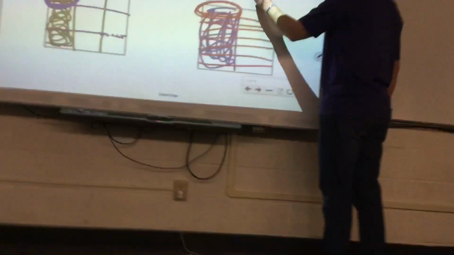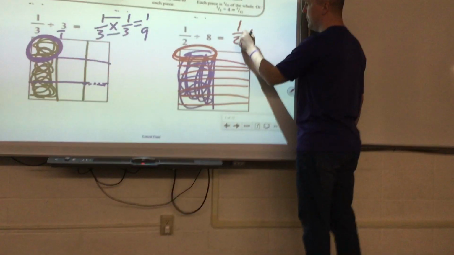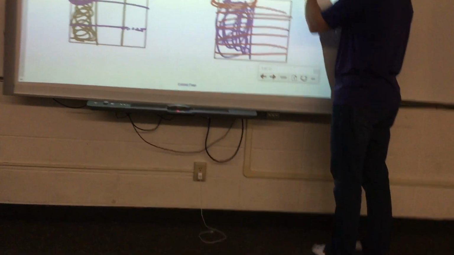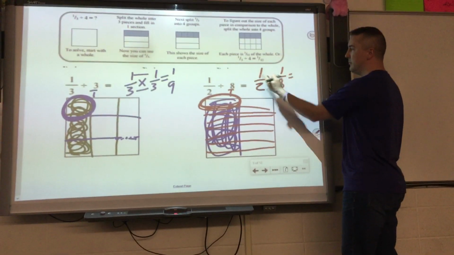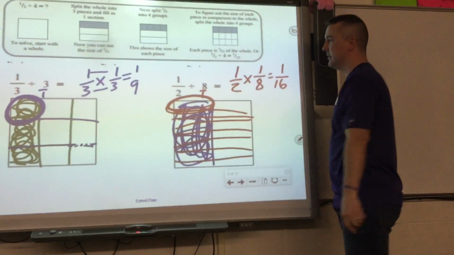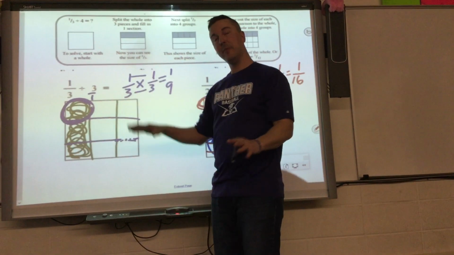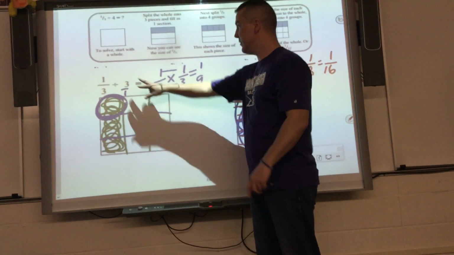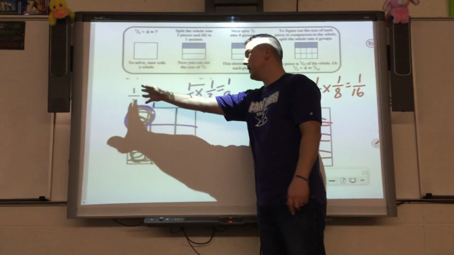Now, mathematically, 1/2 doesn't change. I take the reciprocal, I'm going to multiply. Instead of 8 over 1, I take 1/8. Multiply across, I get 1/16. Again, for these, same thing as when you multiply, you flip the second number, and then you multiply straight across.